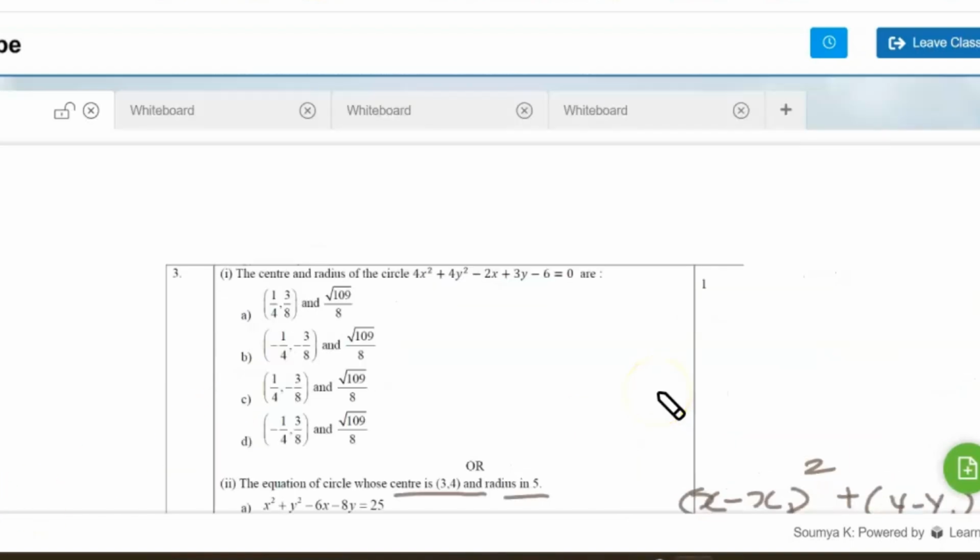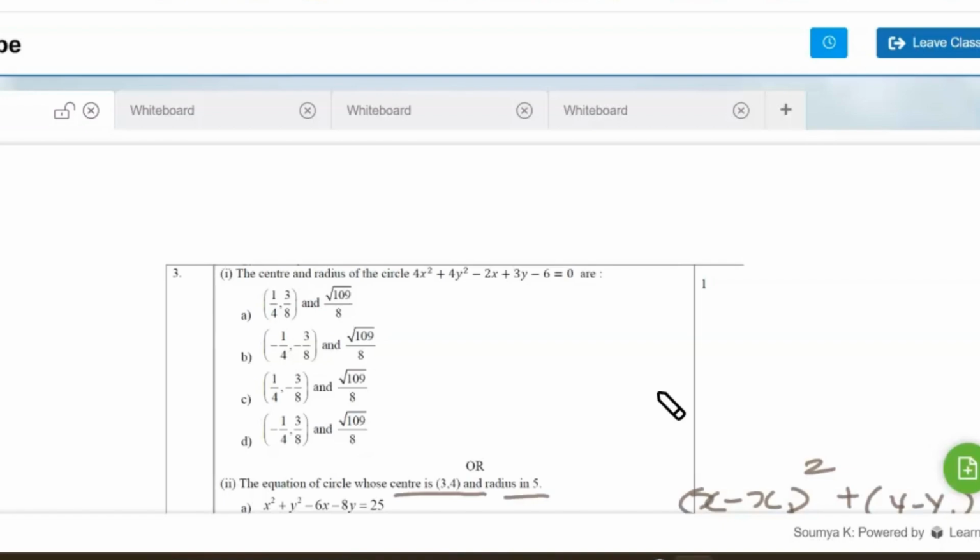Third question's first part is given as the center and radius of the circle R. You have to find out the circle's center and radius. The question looks similar, but what is the problem? In the second question, you used the formula and reached an equation. In the first question, the equation is given to you right now. From there you have to arrive at the center and the radius. You have to bring it to that original formula.